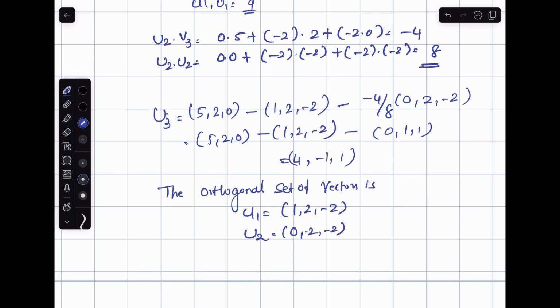That's all for the video, guys. This is one of the topics that you can expect. This is how you solve the Gram-Schmidt orthogonalization process.